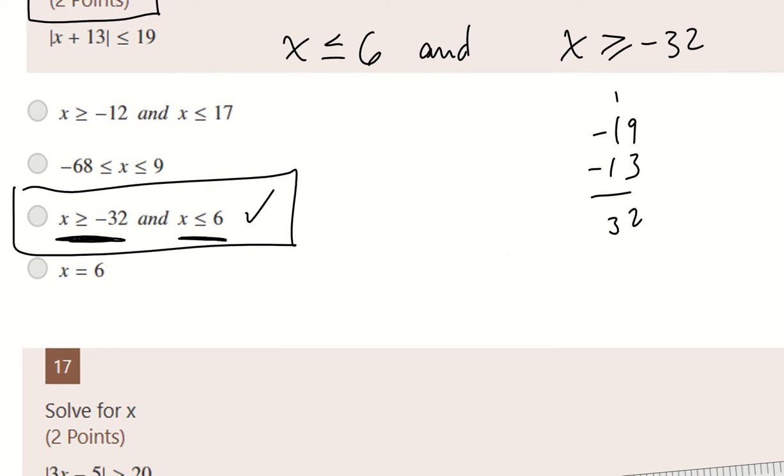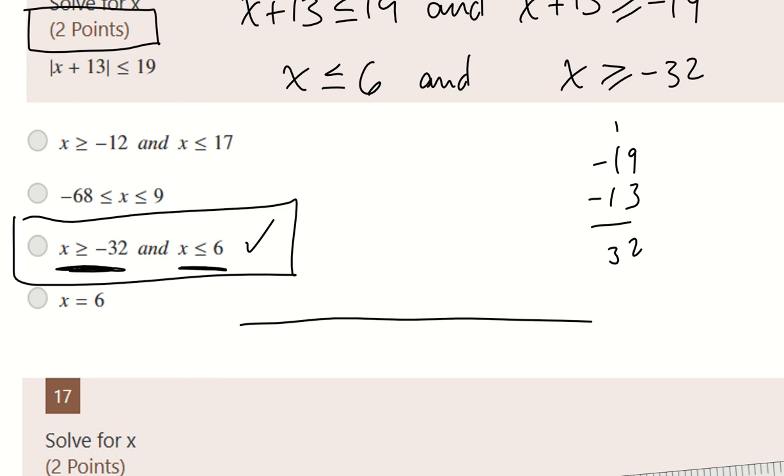Okay. And if I was going to graph that just to help me think about it, here's the 6, and way over here is the negative 32. And x's could be the endpoints. They're shaded in. Those x points are included, and it's everything in between those 2 points.